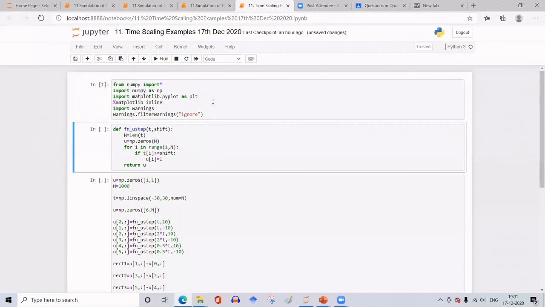So run this and then run the definition. There is no change in the definition of the step signal here. It is a continuous time step signal where we define a function fn underscore u step. Then find the length of t, which we define here. T is equal to np dot linspace minus 30 plus 30.